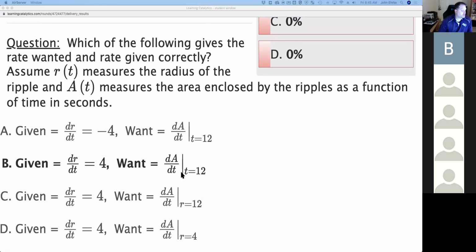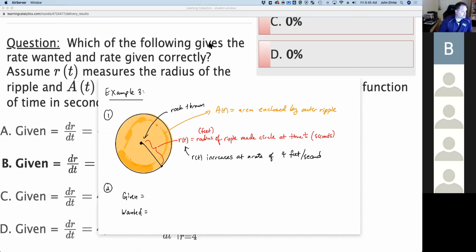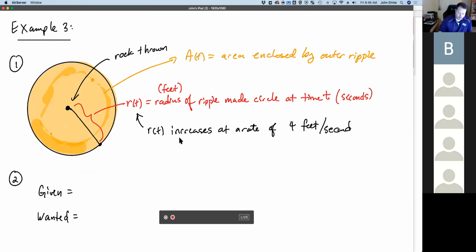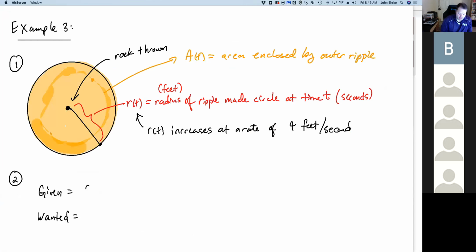So this is our first one where we've actually plugged in the time. In both the other two examples, we did not plug in time. All right, going back to the problem, we know the rate that's given is dr/dt equals 4 feet per second. And dA/dt, I want to find after 12 seconds.